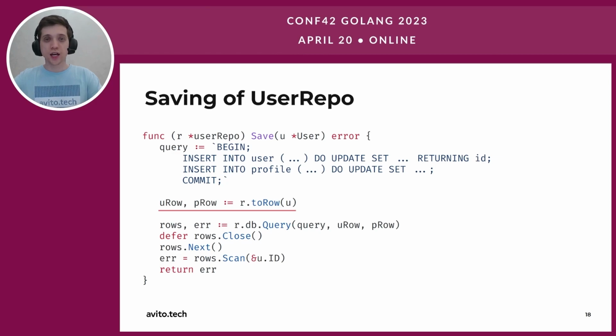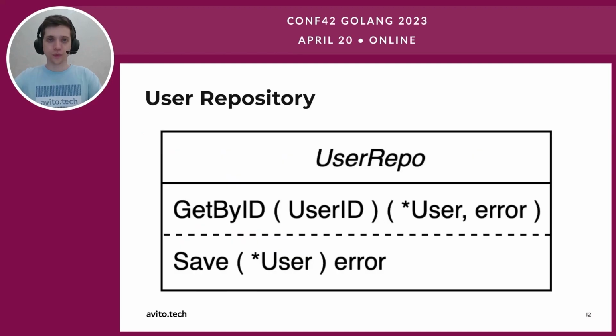Then we use two tables, and we need to add transactions to prevent corrupting data if a problem happens in the gap between two update commands. A disclaimer: I simplify models to a few fields in the next slides to fit code on a slide. Now we have a user repository.